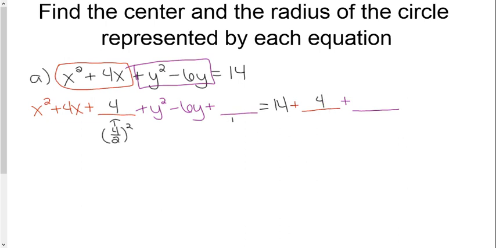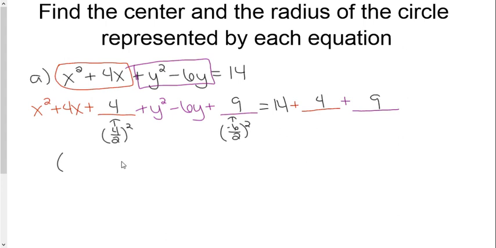Do the same thing for the y's. My number here is negative 6, so I do negative 6 divided by 2, and square it as well. So negative 6 divided by 2 is negative 3. Negative 3 squared is a positive 9, so we're going to add 9 to both sides. So that is how we complete the square.